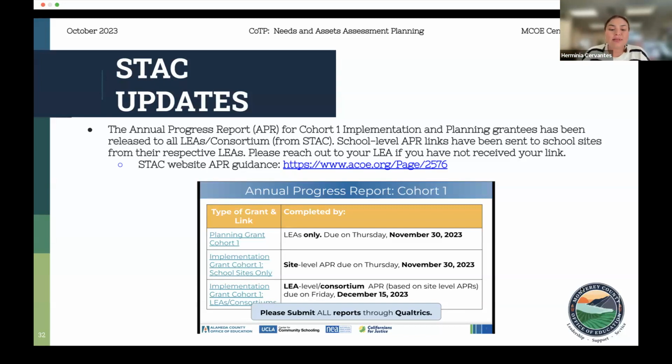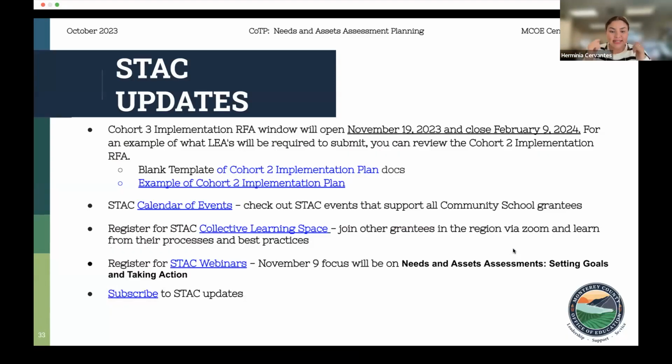Again, if you are planning cohort 1, the report for LEAs is due November 30th, as well as the fiscal report. If you are implementation cohort 1, the site level progress reports are due the 30th, and the LEA one is due December 15th. STAC updates.